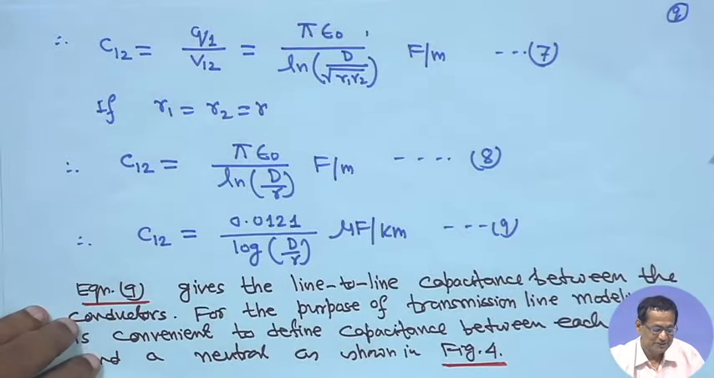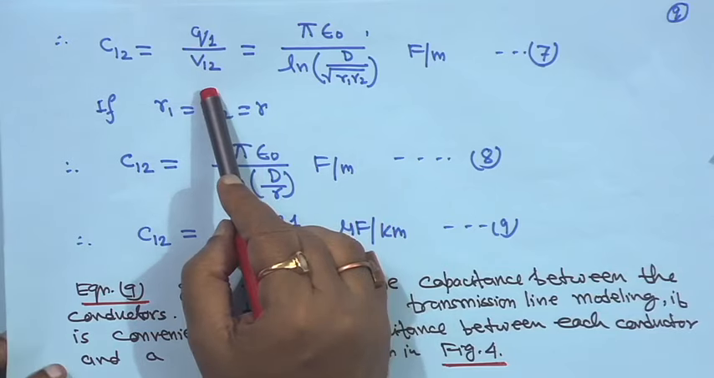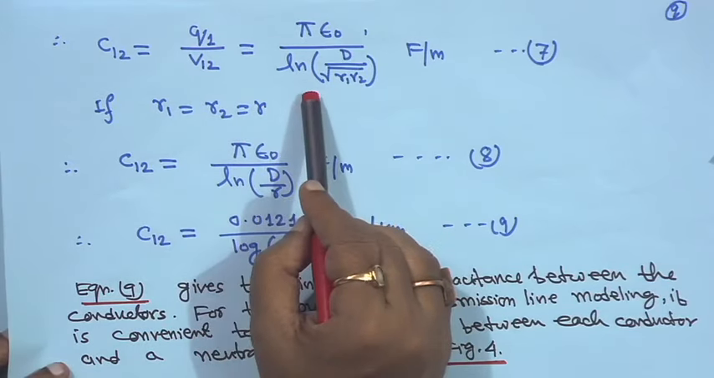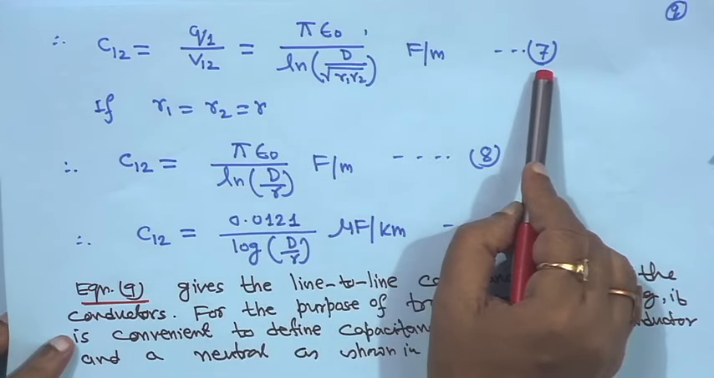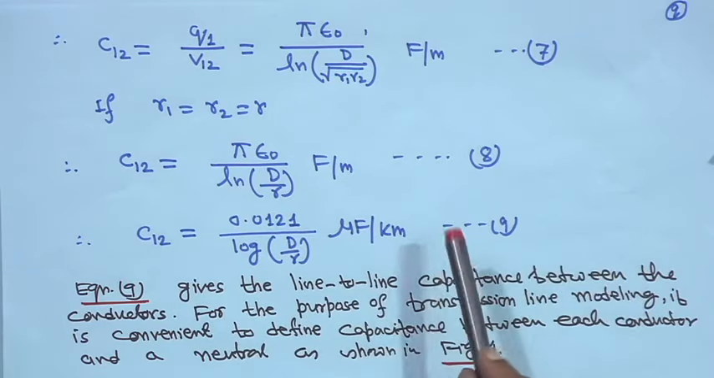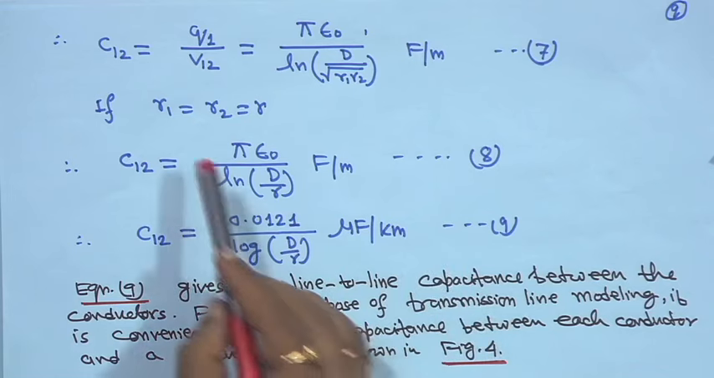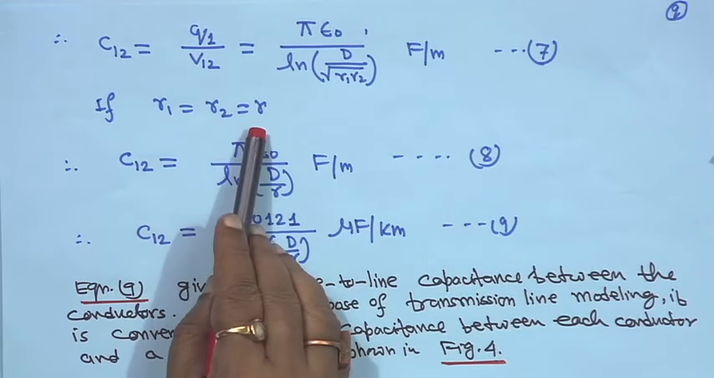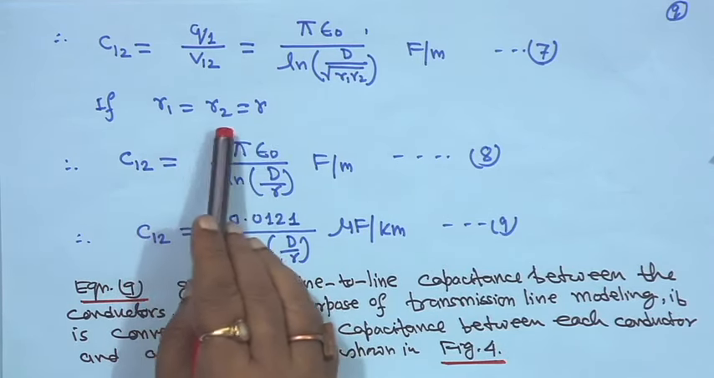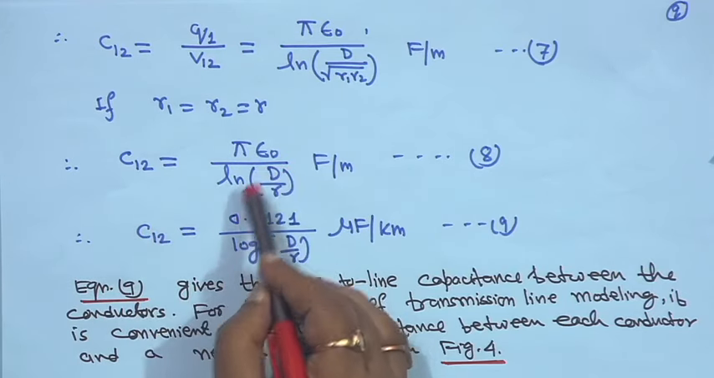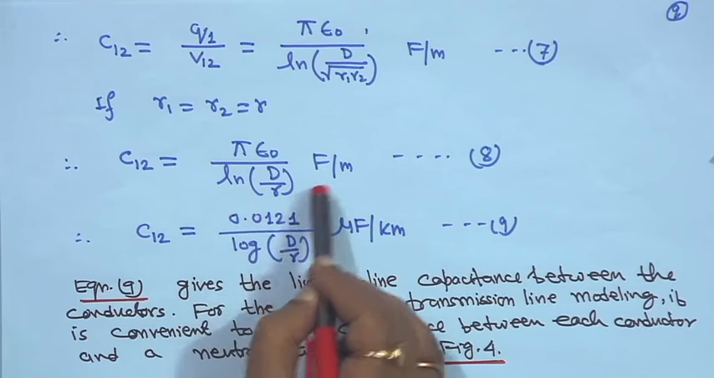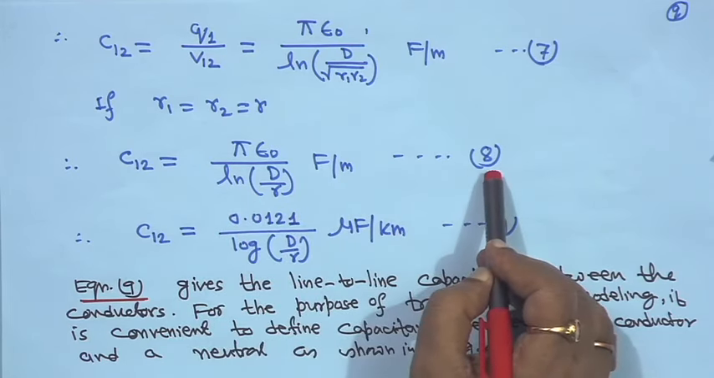So, C12 is equal to q1 upon V12 is equal to pi epsilon 0 upon ln d under root r1 r2 farad per meter. This is equation 7. Therefore, if both the conductors have the same radius, then r1 is equal to r2 is equal to r. Therefore, C12 is equal to pi epsilon 0 divided by ln d upon r farad per meter. This is equation 8.